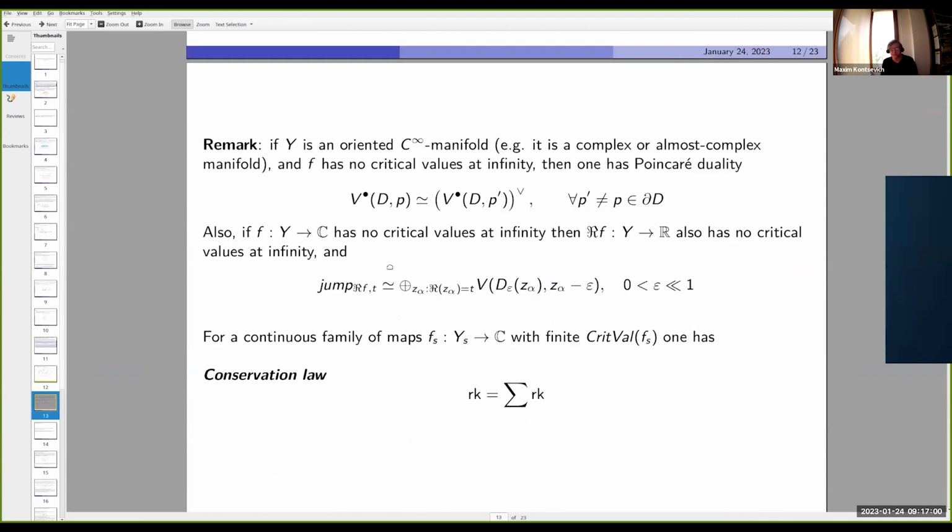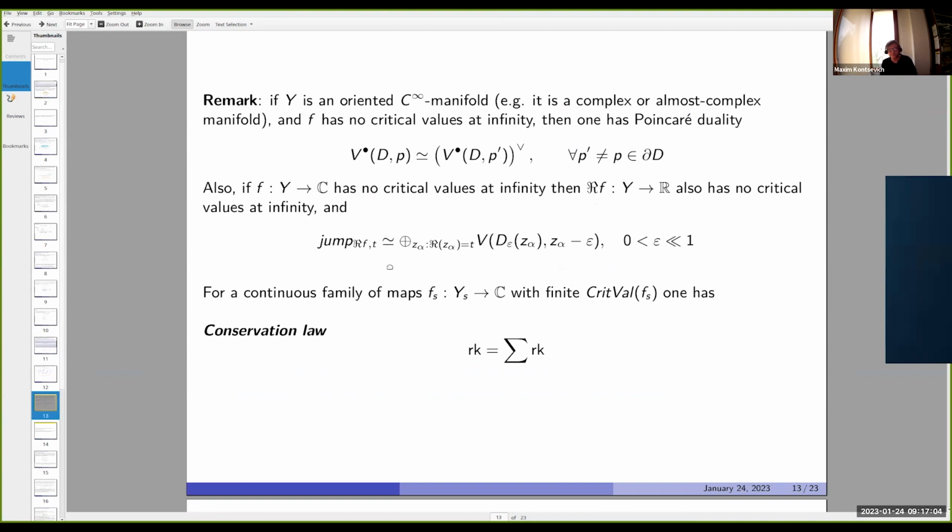And again, like in the real case, one has some Poincare duality. In the real case, I recall that we have homology of the preimage of an interval relative to the left endpoint or right endpoint, and they are dual to each other, when my source space is an oriented manifold and the function has no critical values at infinity. Here there's no notion of left and right. You can continuously move the point on the boundary from one position to another. But for any two distinct points on the boundary of the same disk, you get Poincare duality. So that's a really nice picture. You get a local system on a circle, and for any two distinct points on the circle, the fibers are dual to each other. You get some funny notion of self-duality.